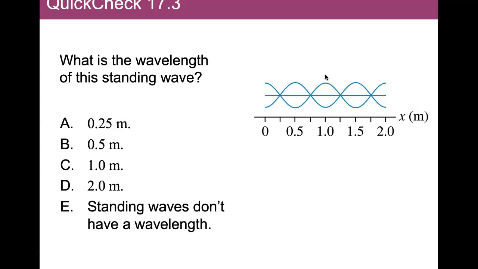We could also think about the distance from one antinode to the next, again because they're shifted. That again is lambda over 2, so that's 0 to 0.5, and twice that is 1 meter.